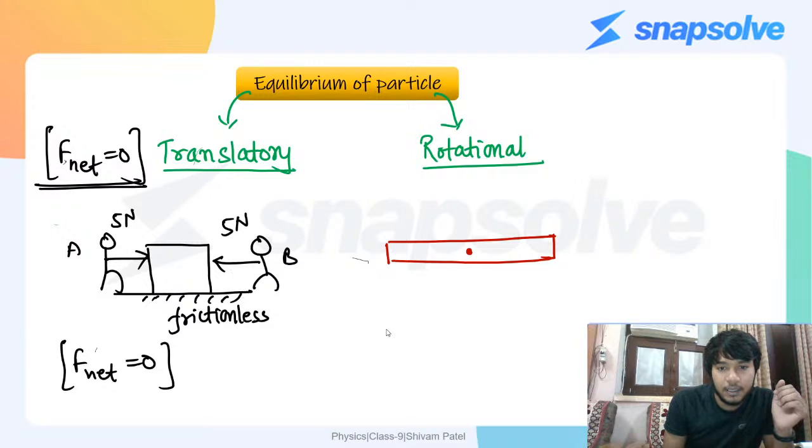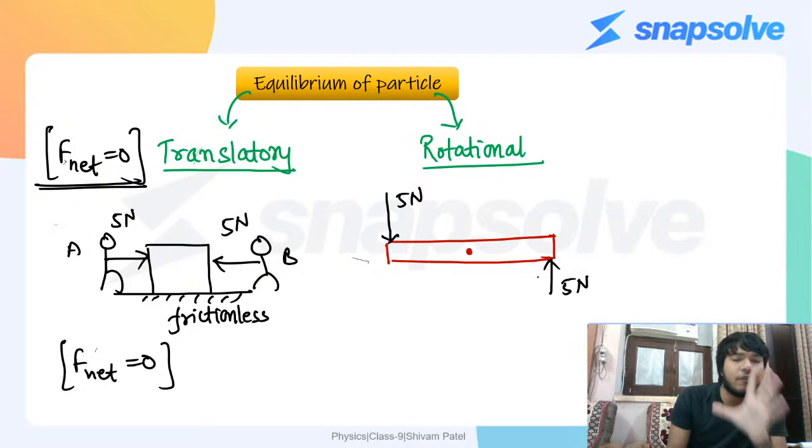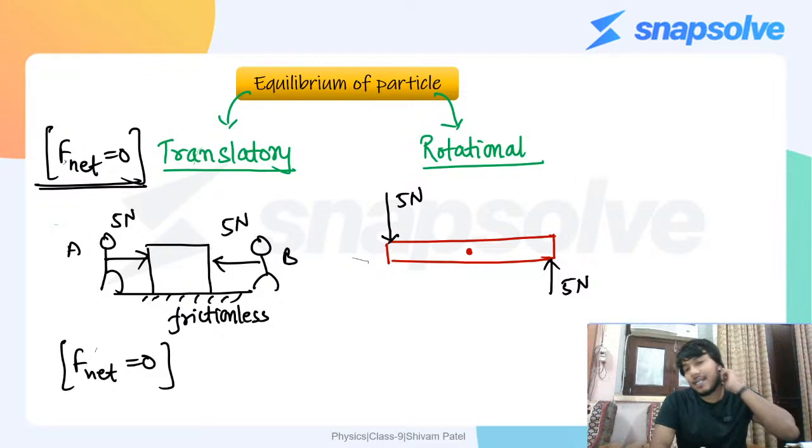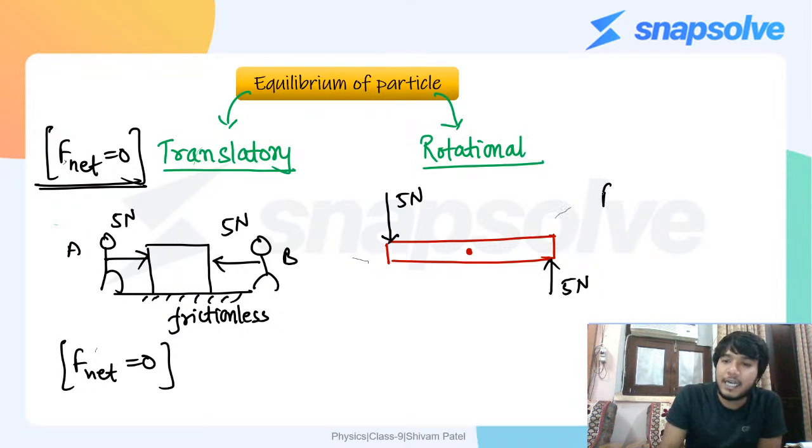Now on this rod we are applying two forces. Let's say one force I'm applying from this side, 5 Newton, and the other force I'm applying from this side, 5 Newton. What is the net force acting on this object? Anika, Ranjit, please tell, what is the net force acting on this rod? Comment quickly and tell me. See, 5 is acting from upward and 5 is acting from downward, that means the net force acting on it will be 0, isn't it?